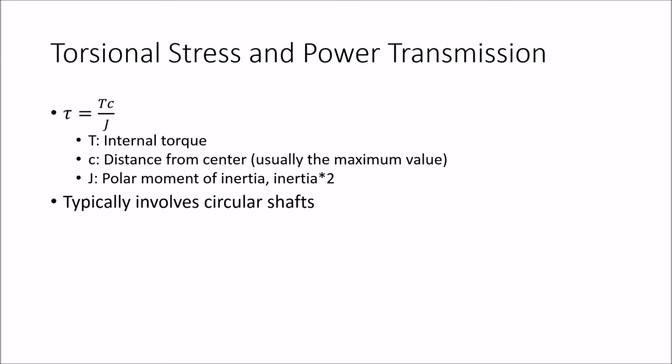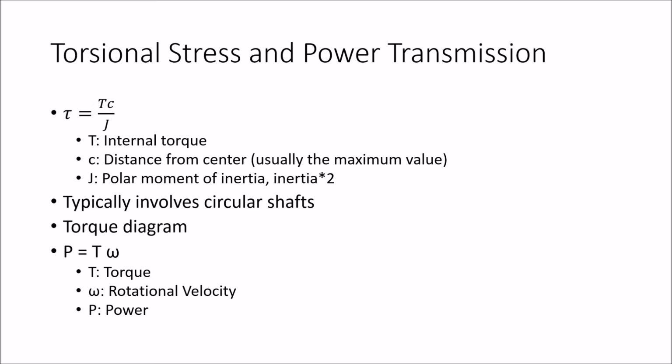We usually want to draw a torque diagram to help us know what the internal torque will be at specific points. Power can then be determined by using this equation, where the power is equal to torque times omega, and omega is equal to the rotational velocity of the shaft.